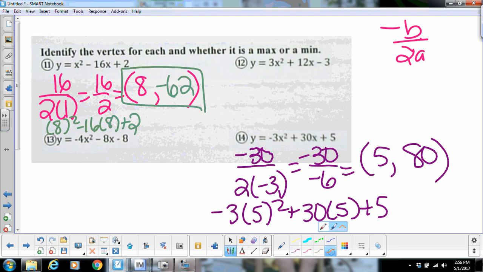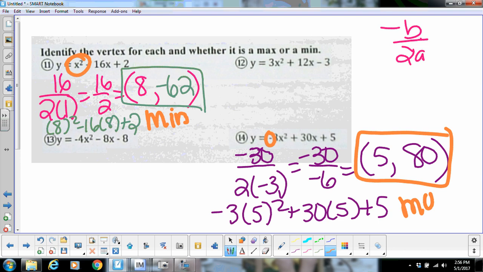It did also ask us to identify whether it is a min or a max. Remember, if your squared term is positive, it opens up, so that's a min. If your squared term is negative, it opens down, so that is a max.